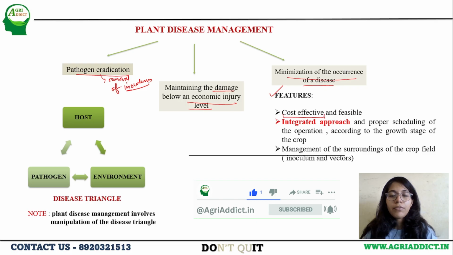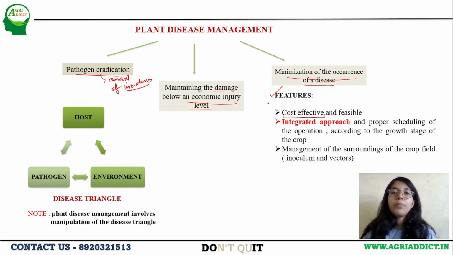It should be cost effective. That is, for the method that the farmer is adopting to manage a plant disease, the cost of it should be less than the loss he will incur if the disease occurs in the plant. So it should be cost effective in nature and it should be feasible. It needs to be integrated in approach.